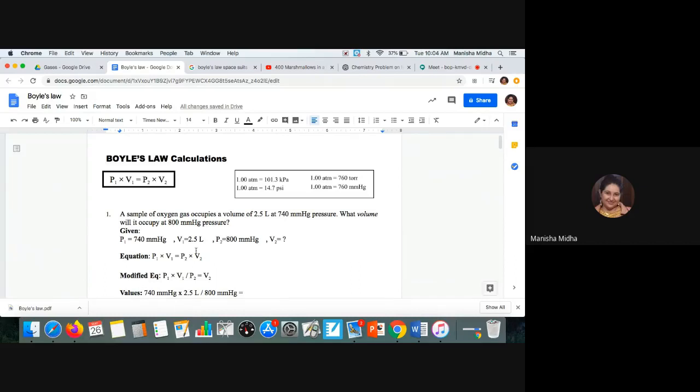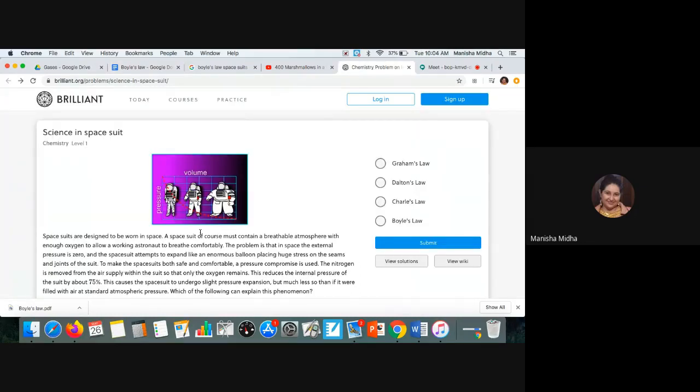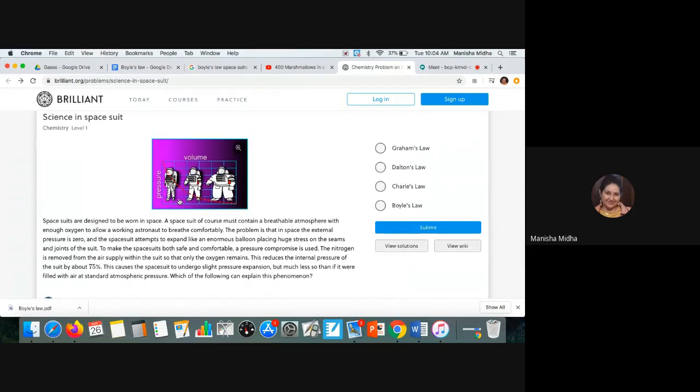Boyle's law, how it's applied in real life. I will show you this image over here. You see the astronauts. One of them is shrunk, the other one is expanded. When they go in space, space has no air, so there is no pressure. So pressure is zero. When the pressure goes down, the volume goes up.